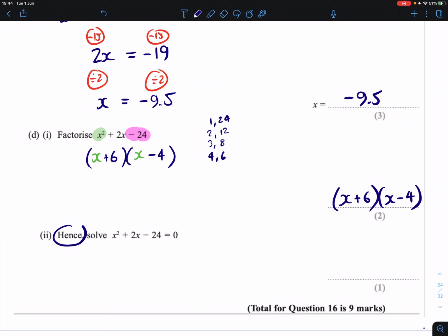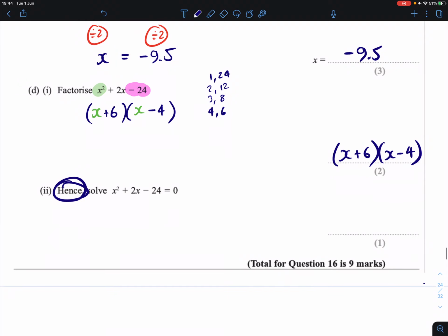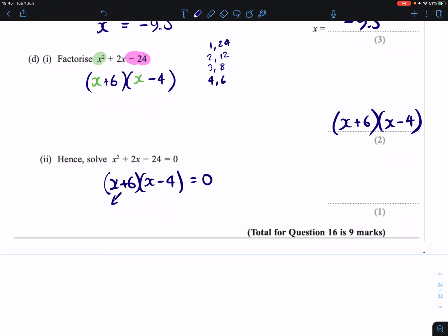Part 2, hence. Hence implies you're going to use your answer to the previous question. So straight away, if we've got the same thing that we had here, that means our first step is going to look like this. We have our answer from before, and that's what's going to allow us to solve this equation. So whenever you've got a quadratic equation set equal to 0, you want to try and factorize it. In this case, we've already done that, and then afterwards what you do is set each factor equal to 0, because one of these brackets times the other bracket equals 0. That's basically what this says.